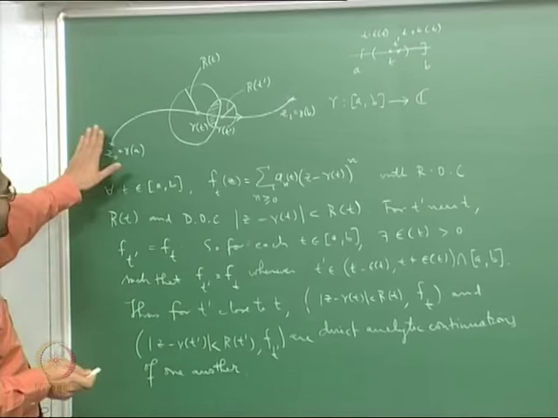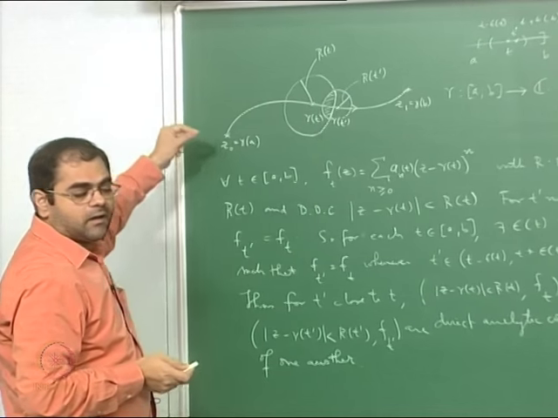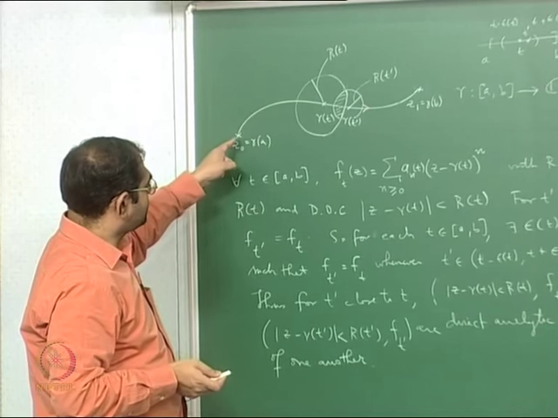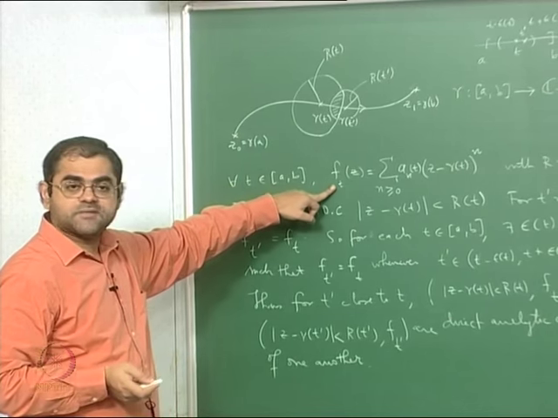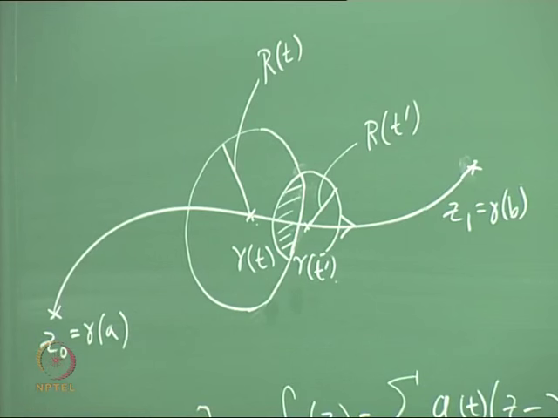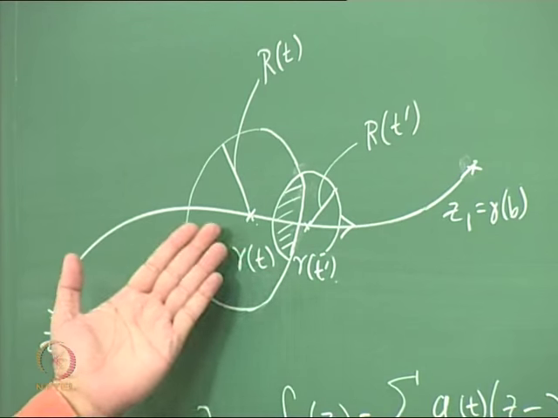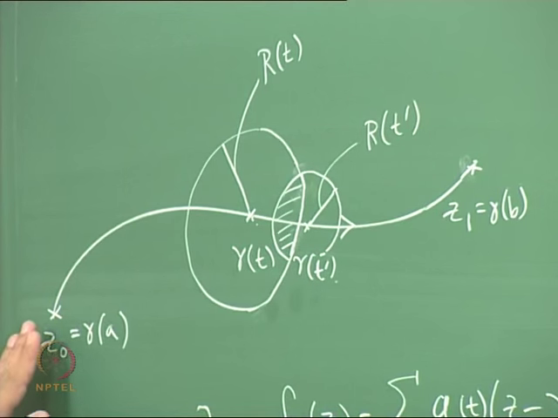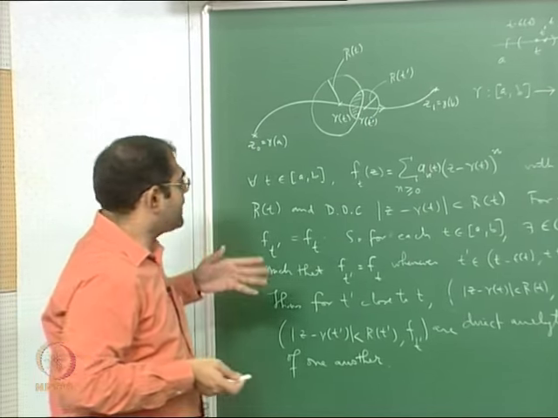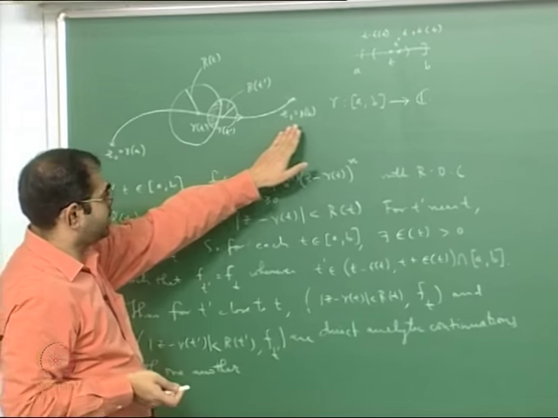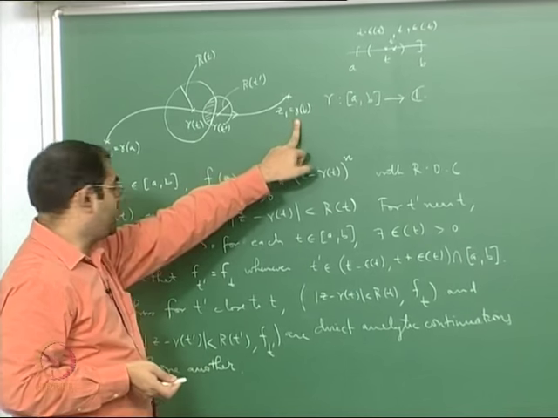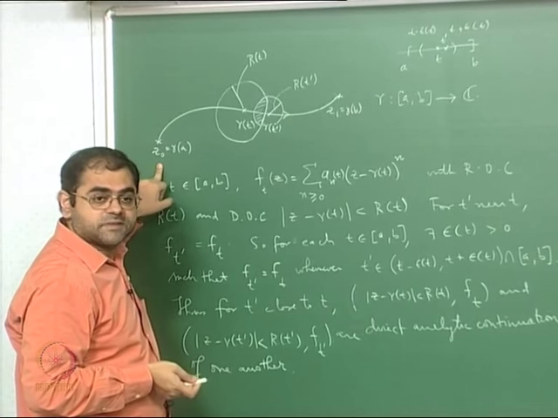So this is what I have, and the claim is that this definition of thinking of a one parameter family of power series, such that close by power series are the same, that means they represent the same analytic function, this gives an equivalent definition of an indirect analytic continuation. So the claim is that the power series at B is an indirect analytic continuation of the power series at A.